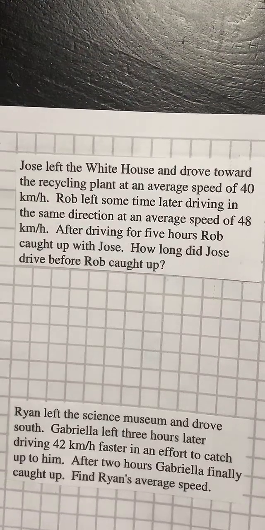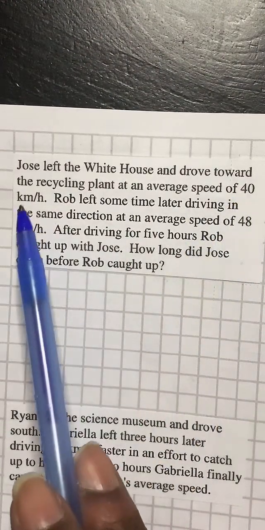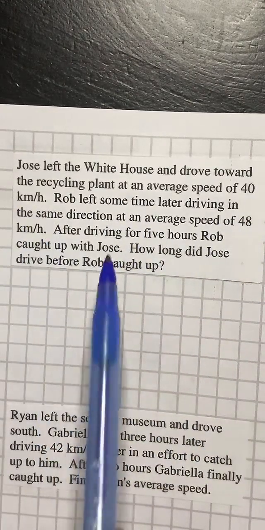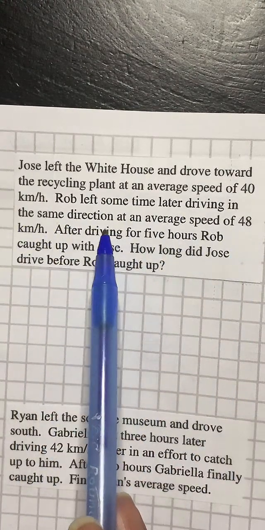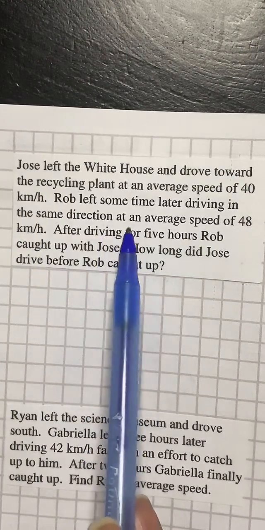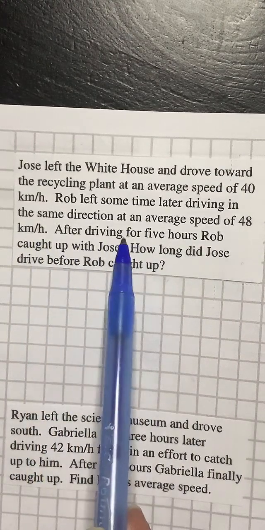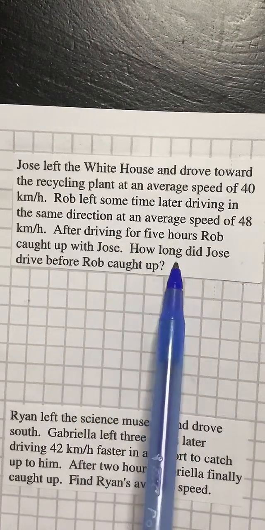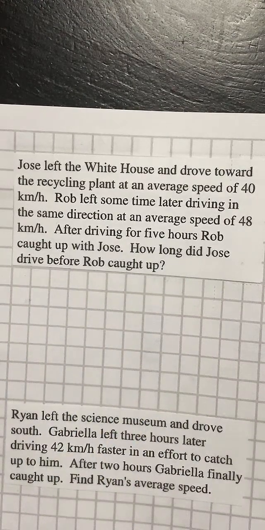All right, so here we are with another one. Jose left the White House and drove towards a recycling plant at an average speed of 40 kilometers per hour. Rob left sometime later, driving in the same direction at an average speed of 48 kilometers per hour. After driving for 5 hours, Rob caught up with Jose. So how long does Jose drive before Rob catches up?